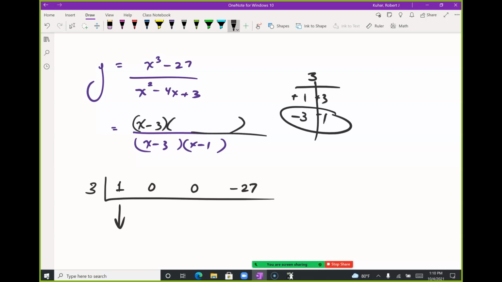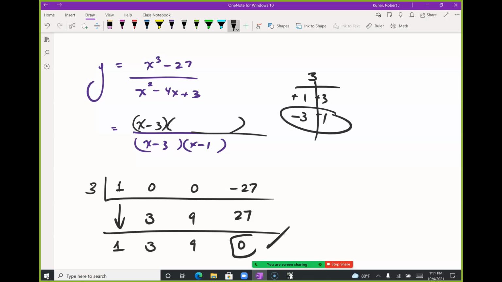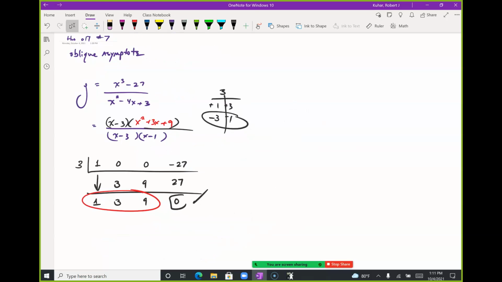Nice. I'm going to bring down the 1 and I'm going to multiply and add, multiply and add, multiply and add. Got it. So this piece right here is that rest of that quotient, x squared plus 3x plus 9. And there's my factored form.